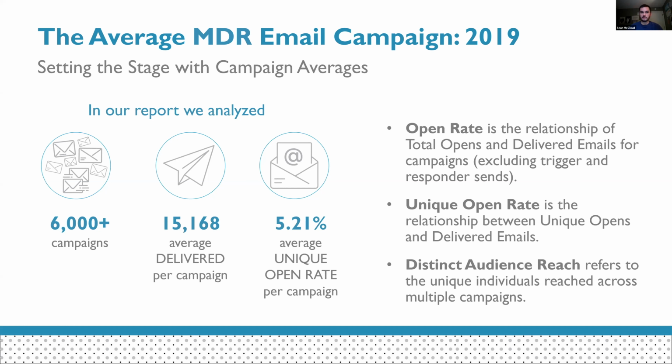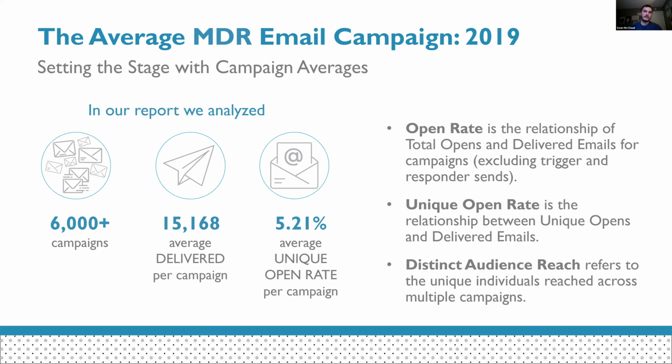So we sent over 6,000 email campaigns in 2019. The average campaign size, so the average delivered emails in one of those campaigns, was just over 15,000. And the average unique open rate for those campaigns was 5.21%. All right. And as we talk through some of this data, we'll hit some notes on definitions here.